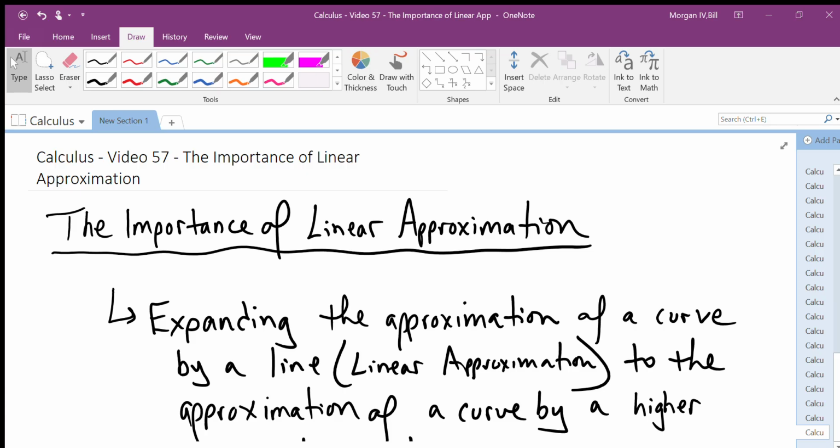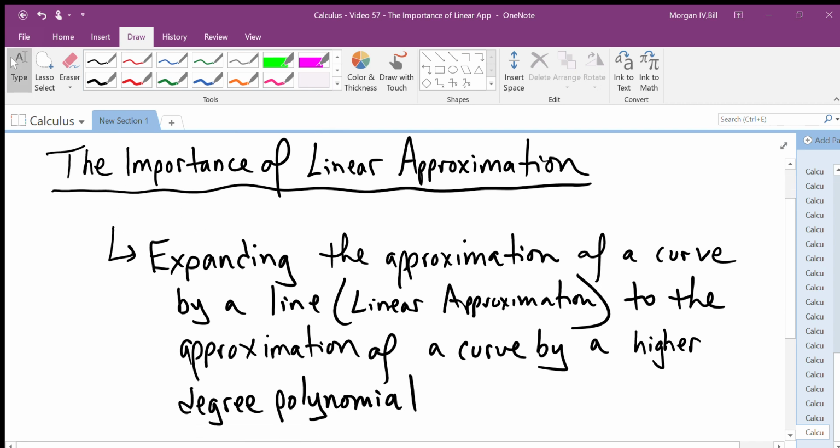We're expanding the approximation of a curve by a line to the approximation of a curve by a higher degree polynomial. In other words, one of our examples was f of x equals sine of x. We've estimated sine of x by the line L of x equals x as long as x is pretty close to 0. It's a pretty decent approximation. But can we get a better approximation for f of x equals sine of x than just a line? What if I used a polynomial instead? A higher degree polynomial. What if instead of a line, I used a quadratic? Or degree 3 polynomial, or degree 4 polynomial, or degree 5 polynomial?